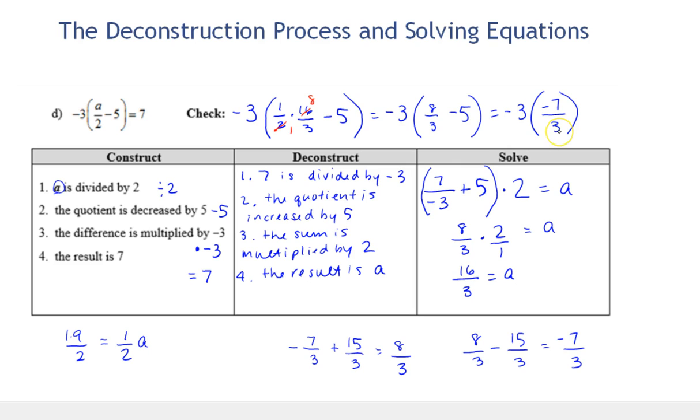Now we need to multiply these. I'm going to cancel out the common factors. Again, if it helps, think of this as being over 1. And this is now 1. So we have negative 1 times negative 7 is 7. And notice on this side we have 7, so our answer checks. Let's look at the next one.